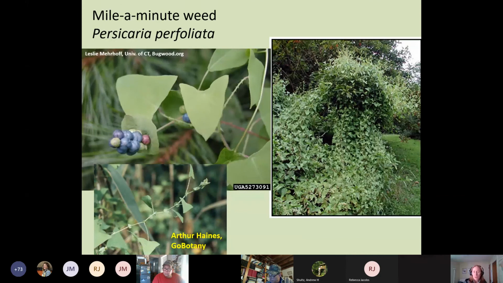We don't have this yet in Maine. So if you think you find this, please report it to iMapInvasives with pictures and give me a call because I'll be very curious to come and help assist the landowner with eradication. So this would be an early detection, rapid response species in Maine, and one that we definitely would like to keep out of our state.